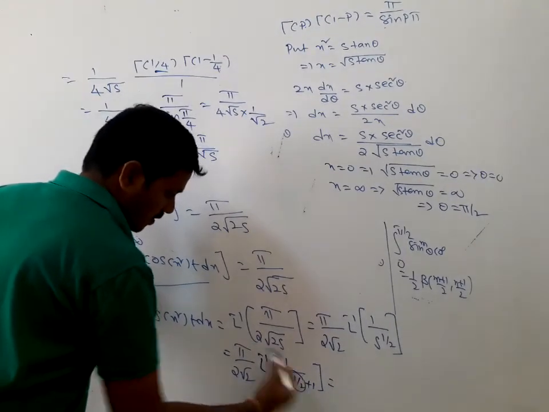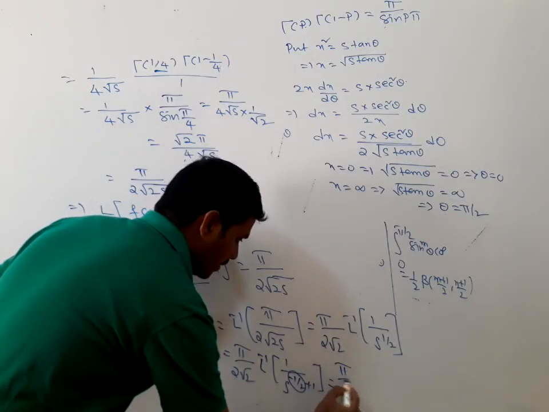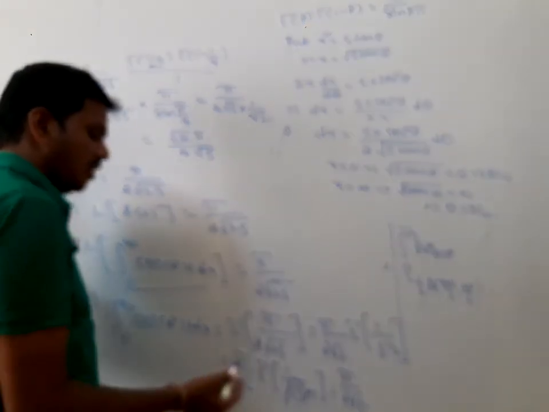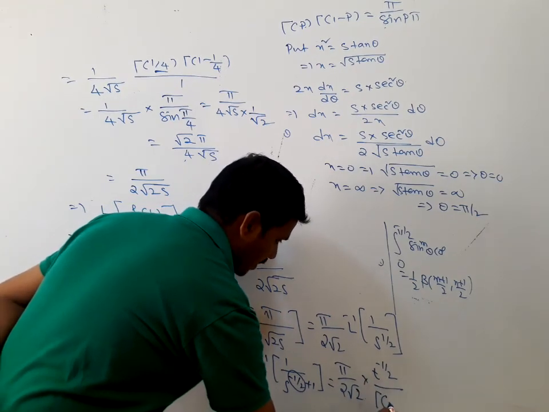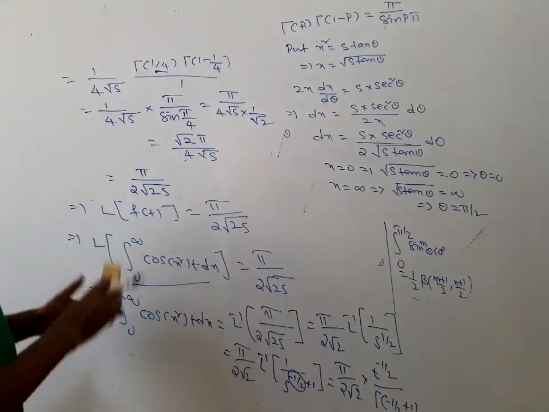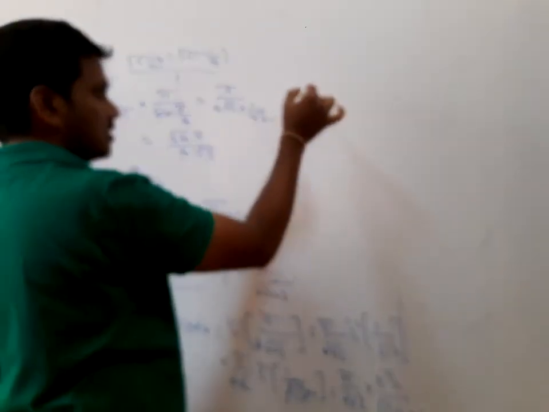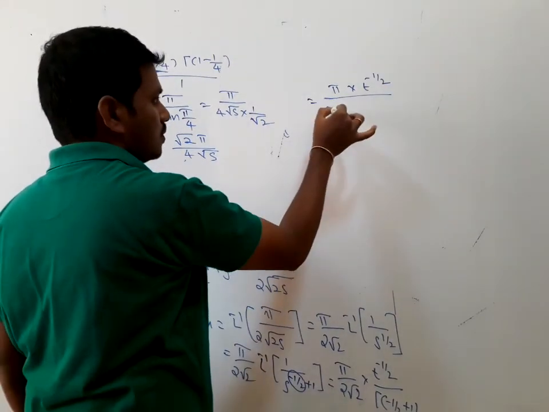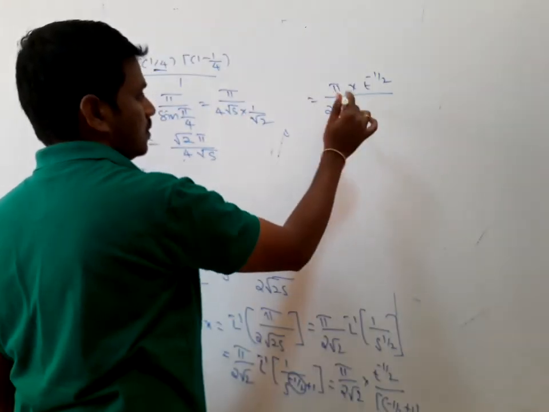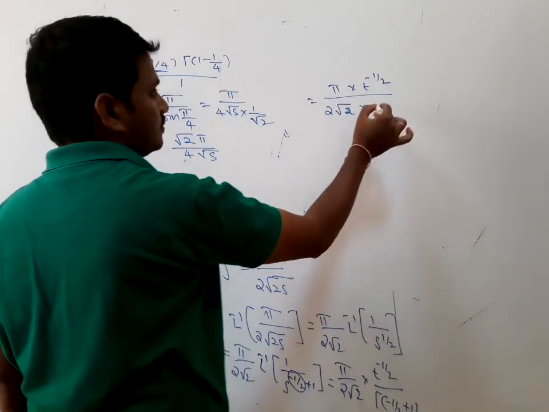Here n is equal to minus 1 by 2, not an integer, so it is t to the power of n divided by gamma of n plus 1. So pi divided by 2 root 2 times t to the power of minus 1 by 2 into gamma of minus 1 by 2 plus 1, it is gamma of 1 by 2. Continuation, which equals pi t to the power of minus 1 by 2 divided by 2 root 2 into gamma of 1 by 2. Gamma of 1 by 2 is root pi.